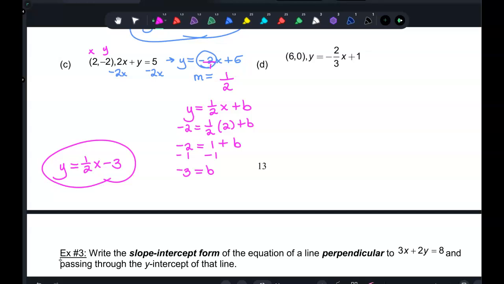This is already in y equals mx plus b. So Eli, tell me what the slope has to be.